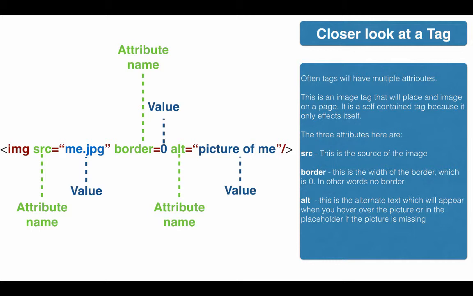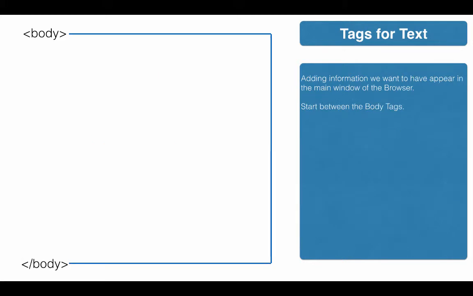This is the alternate text. And if you hover your mouse over it, the text that is the value for this appears in a floating yellow box on the image. So let's start to put this into practice.